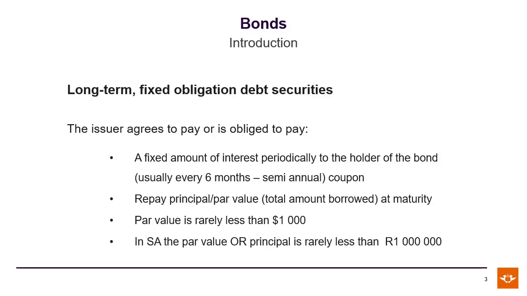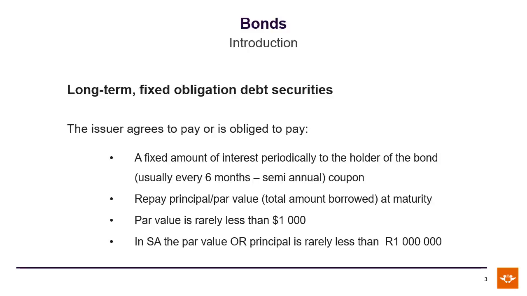The issuer agrees to pay, or is obliged to pay, a fixed amount of interest periodically to the holder of the bond, and usually bonds are issued with coupons paid semi-annually, coupon being another name for the interest. The principal or par value, also known as the face value, which is equal to the total amount that is borrowed, will be repaid at maturity by the issuer, and the par value is rarely less than R1,000,000 here in South Africa.